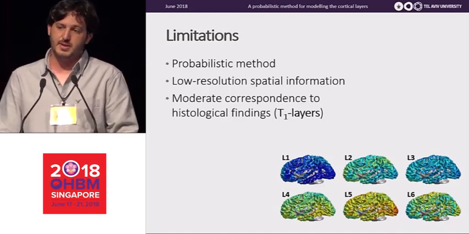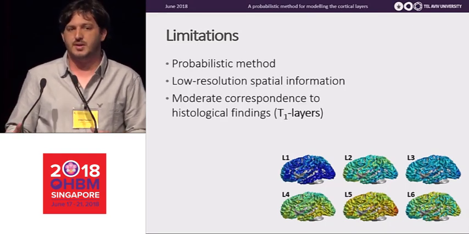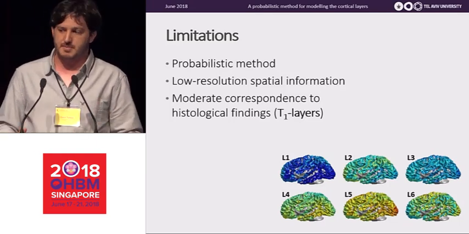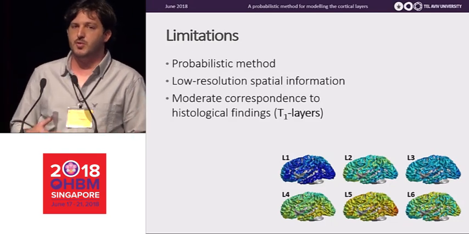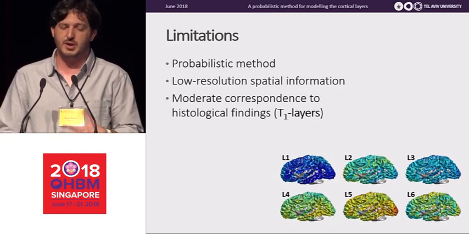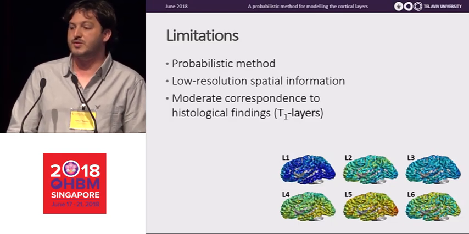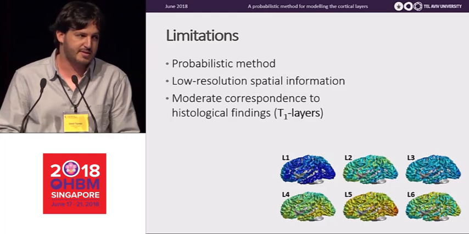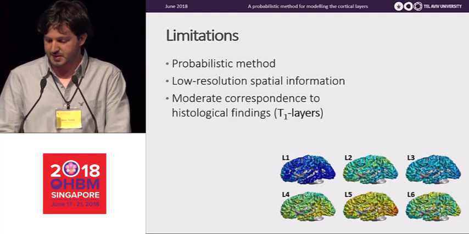First of all, it's a probabilistic method. So I can't point at a single location in the cortex and say, here we have layer 3. I only get probability maps. Due to the low resolution nature of the scans, you can't use this protocol in high resolution. It's not feasible. And also there's only a moderate correspondence to histological findings. Again, we call them T1 layers. It's not one-to-one with the cytoarchitectonic layers.